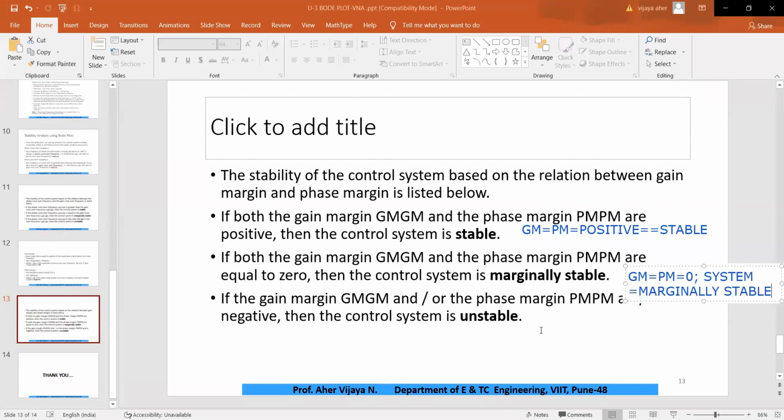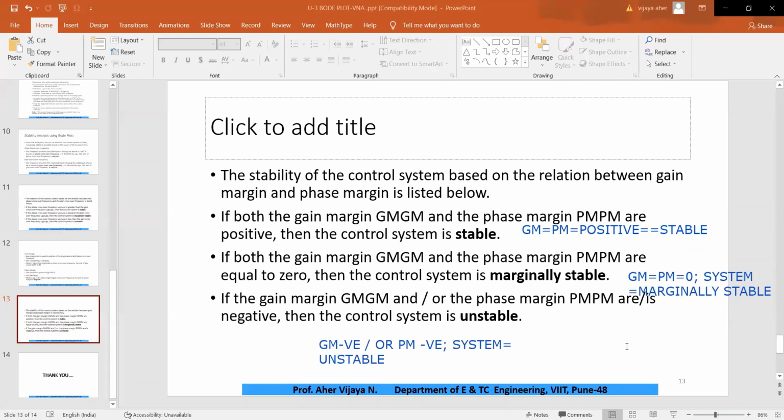Okay. The third condition you have to remember: if gain margin and/or phase margin is negative, anyone negative, that is, if your GM is negative or PM is negative, at that time your system is unstable. Right? So these 3 conditions you have to remember.